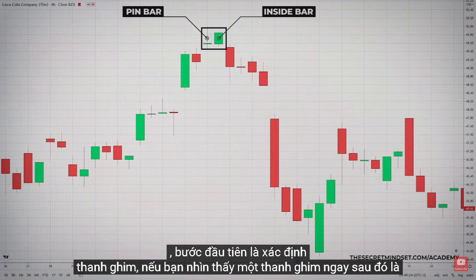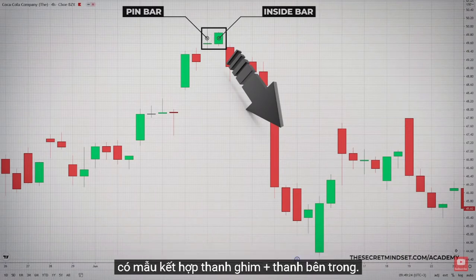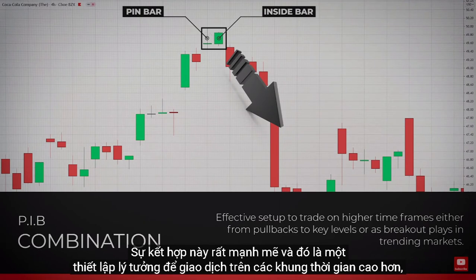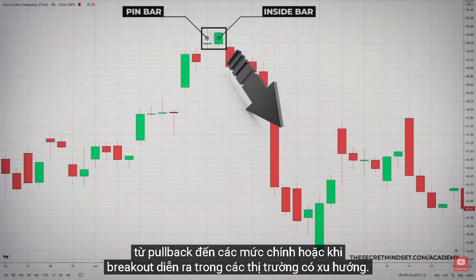If you see a pin bar immediately followed by an inside bar that's contained within the high to low range of the bar, then you have the pin bar and the inside bar combo pattern. This combo is very powerful and it's an ideal setup to trade on higher time frames, either from pullbacks to key levels, or as breakout plays in trending markets.